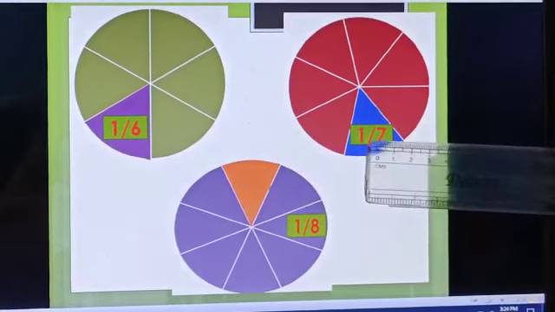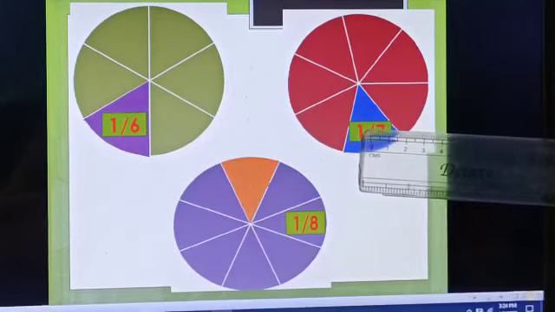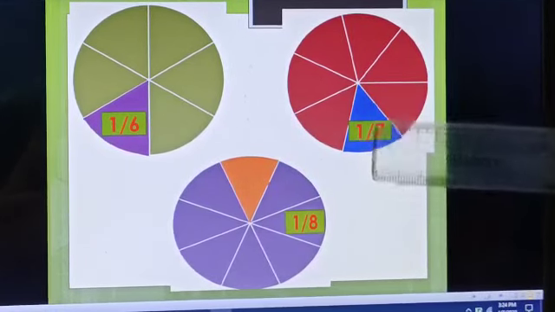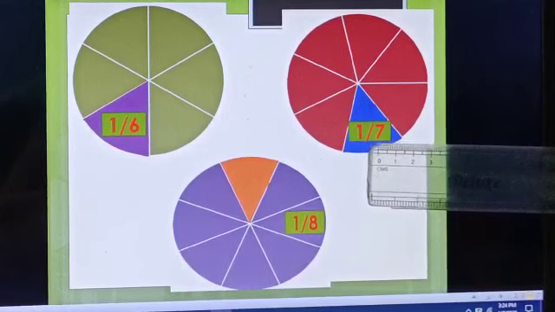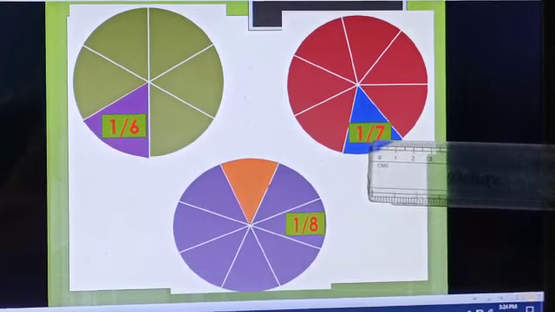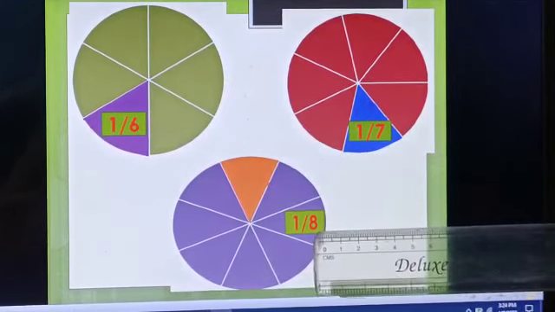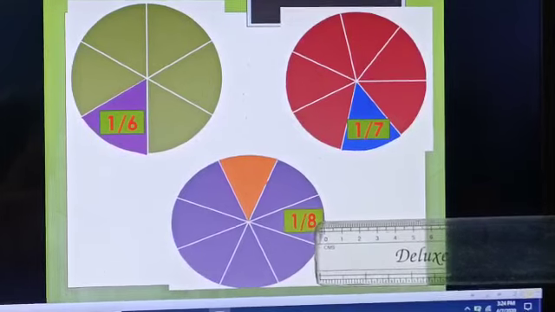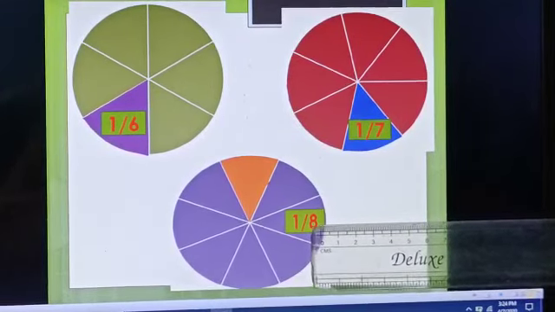Coming on to the next. This reminds us of the pizza with 7 slices. One slice marked as 1 by 7. Similarly, the last pizza shows us the slice marked as 1 by 8.